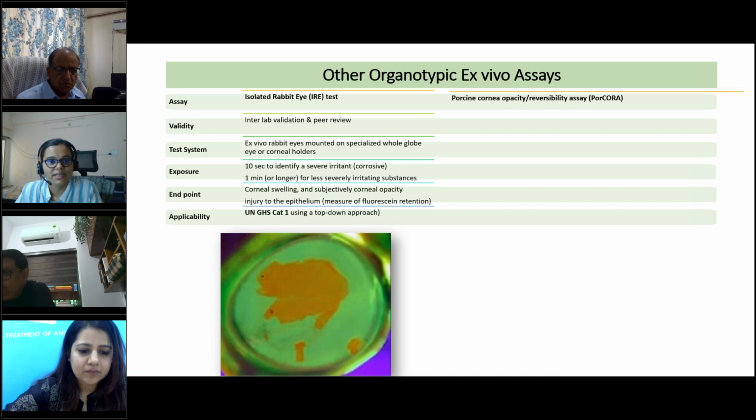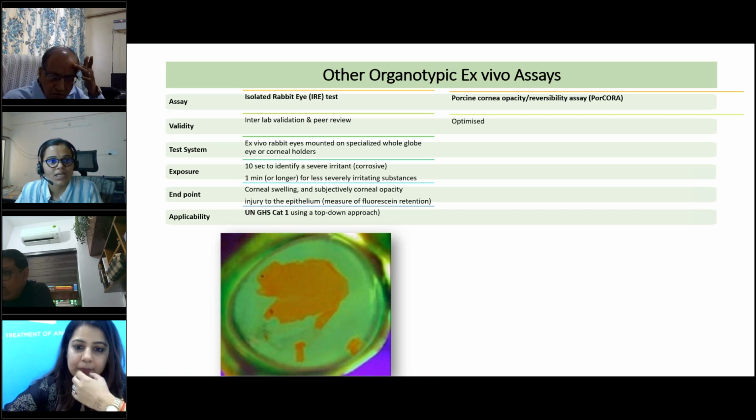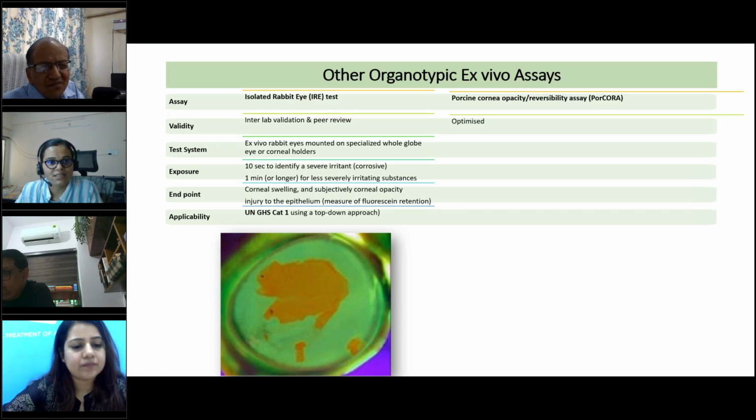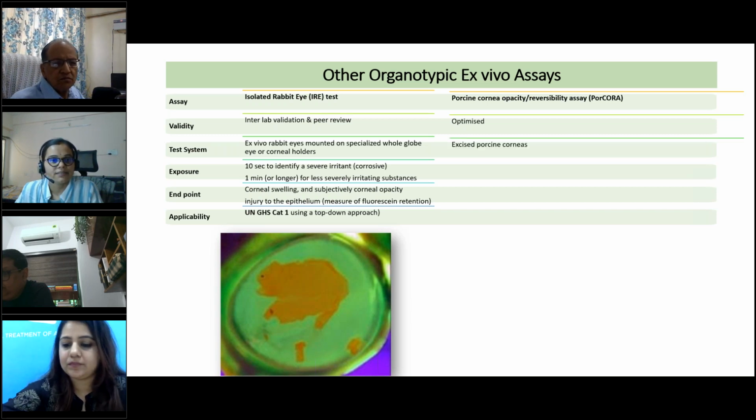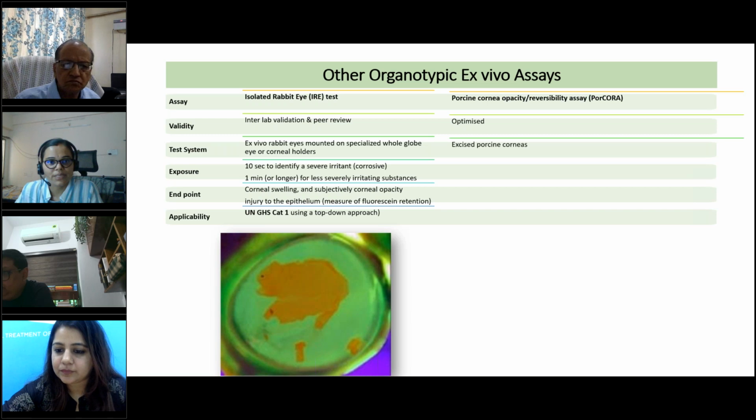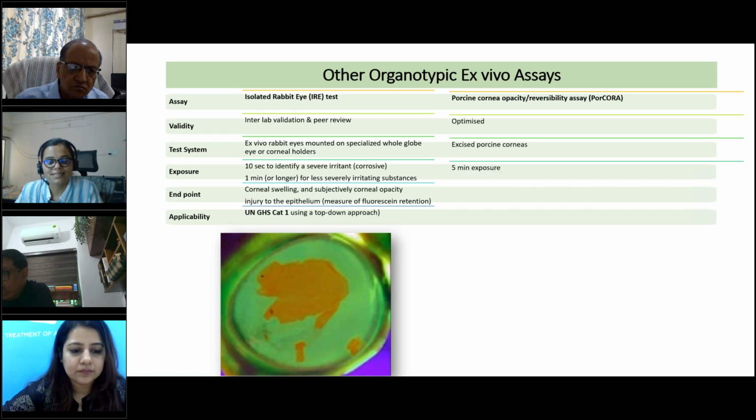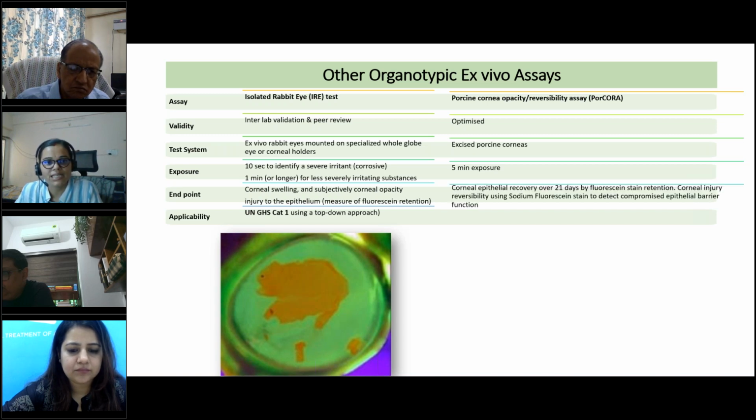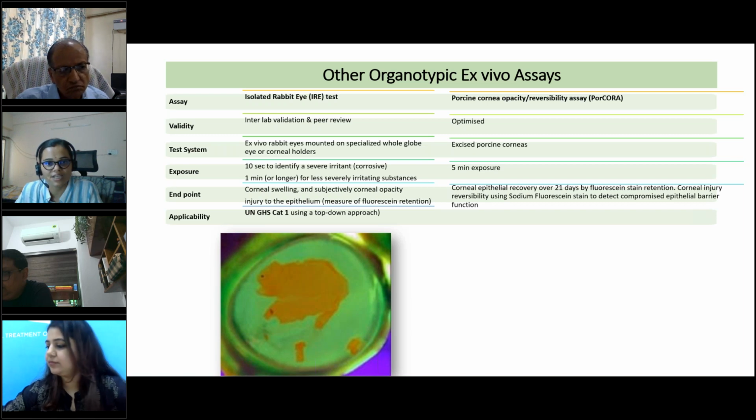Then coming to the porcine cornea opacity reversibility assay, PORCORA. It is again an optimized assay which is used as an additional, non-validated test. The test system would be excised porcine cornea. These are exposed to test chemicals for 5 minutes. And the endpoint again is corneal epithelial recovery over 21 days by fluorescein stain retention.